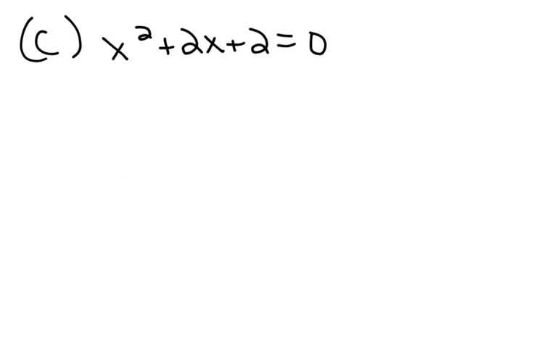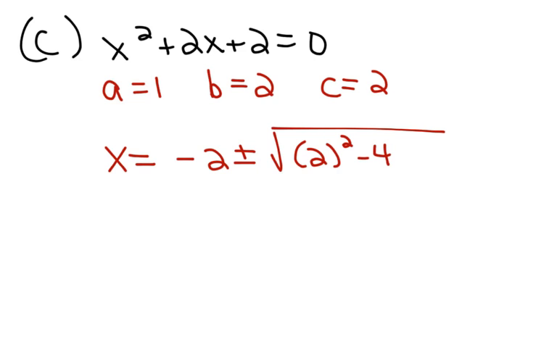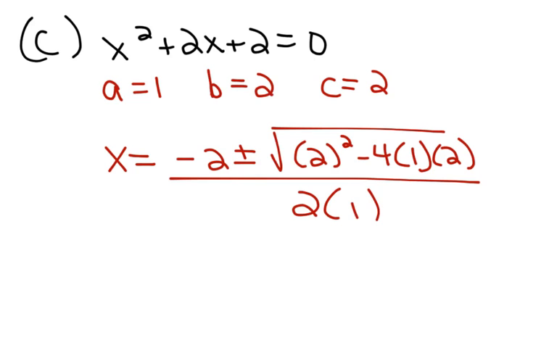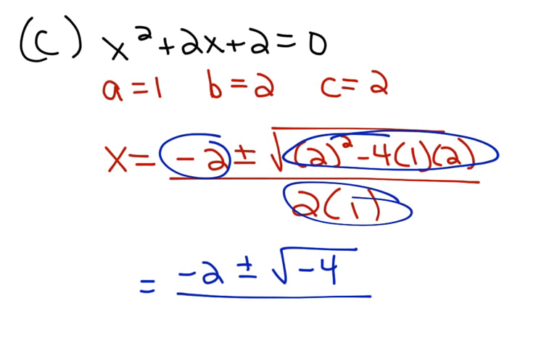So now let's look at this third example. X squared plus 2x plus 2 equals 0. A would be 1, B would be 2, and C would be 2. X equals the opposite of B plus or minus the square root of b squared minus 4ac all over 2a. So when I simplify this, I get negative 2 plus or minus the square root of negative 4 all over 2.